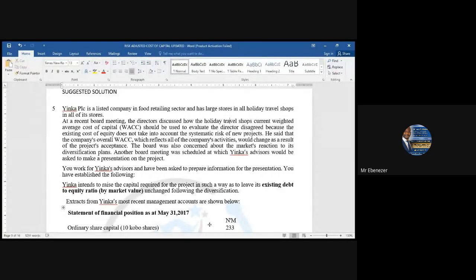Now, the board is also concerned. It's not just the risk. They're also concerned about what they are into first. Yinka PLC is a listed company, right? We can see them in the market.